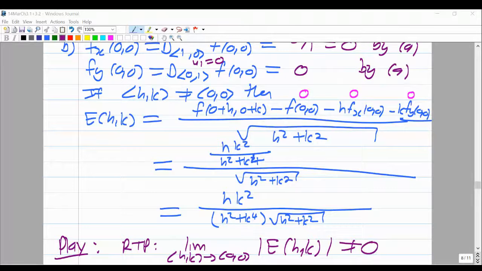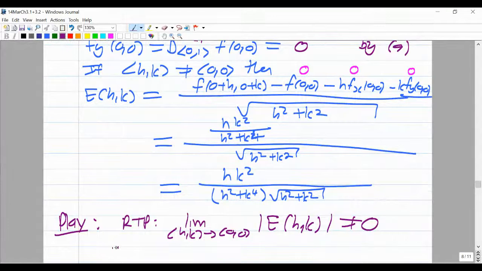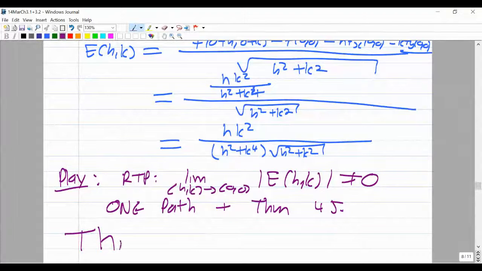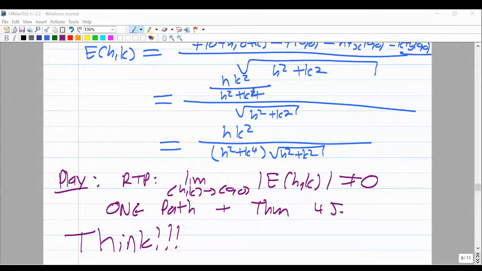Good. So to do this, I just need one path plus theorem 45. And the trick is to think. Can I get the word think? I was a bit worried when I was marking semester test one that some of you guys haven't learned to think. You got to learn to think.